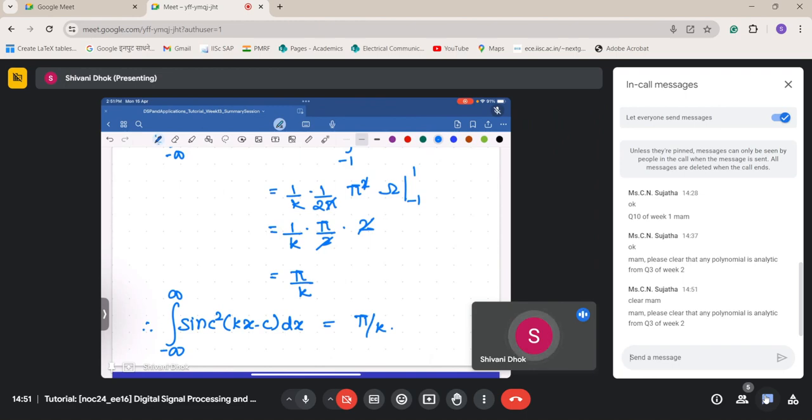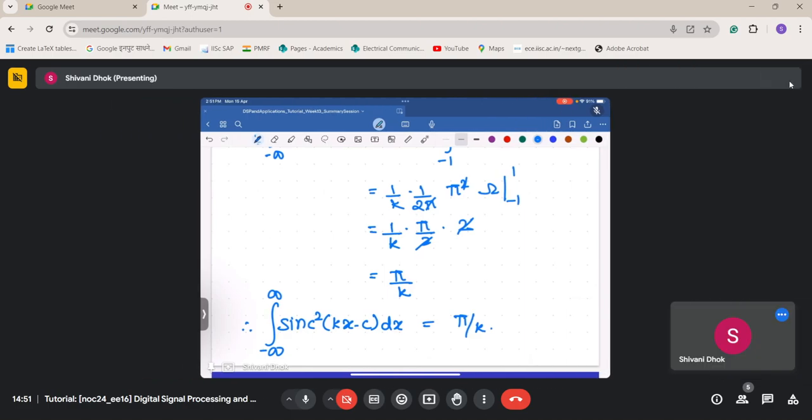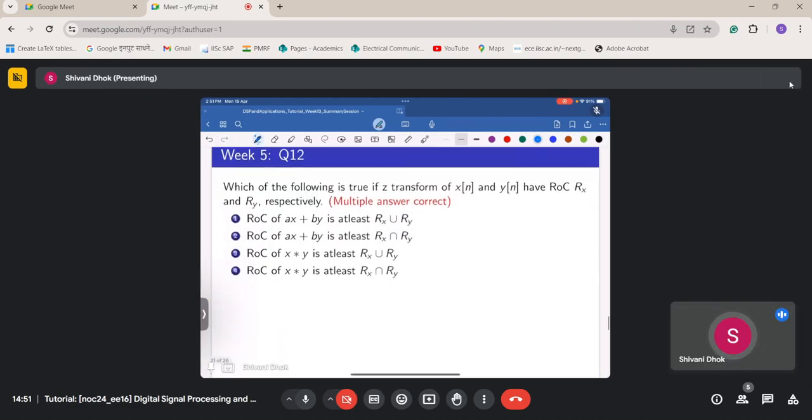Any polynomial of any degree has infinite derivatives available. So therefore it is analytic. This was, I think, discussed somewhere, either in the discussion forum or earlier. Yeah, but it is analytic. Okay. Now let us move on to the next question.